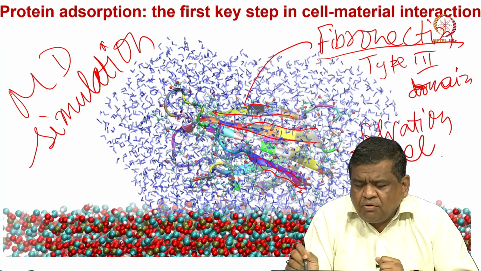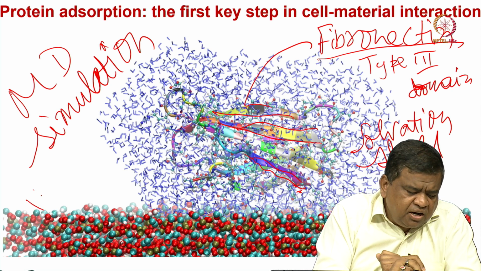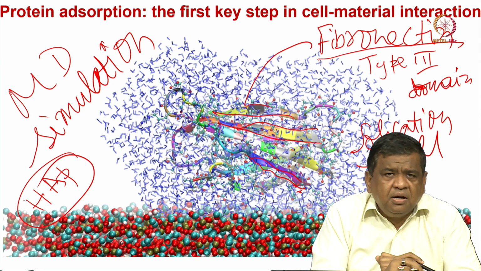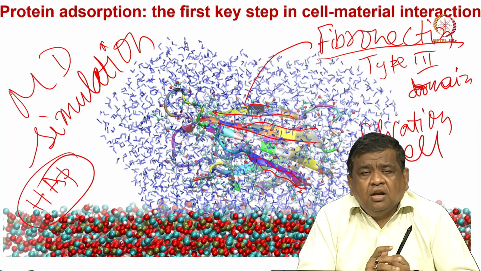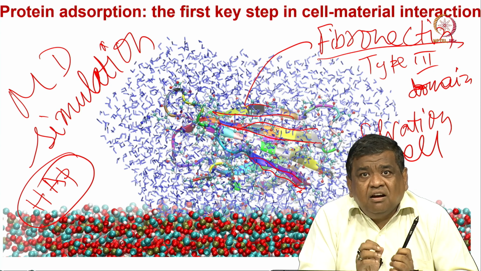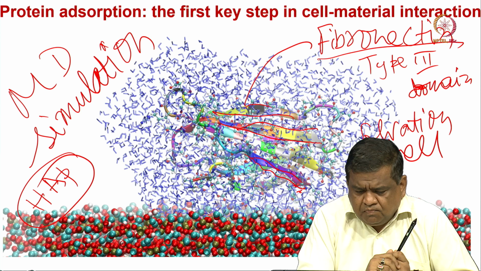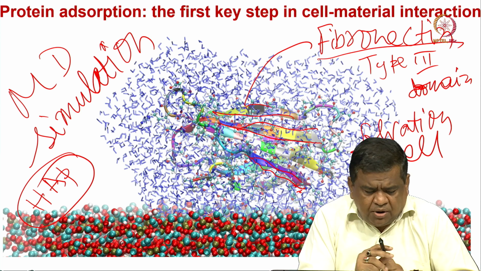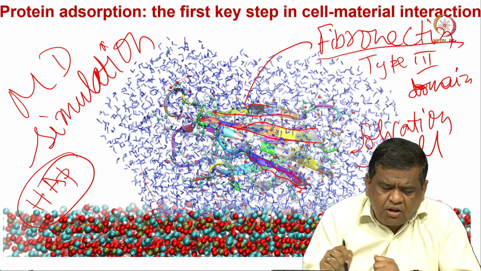So, it is an aqueous solvation cell outside the fibronectin protein, and this is your biomaterial substrate, let us say hydroxyapatite. Why hydroxyapatite? Hydroxyapatite is the inorganic component of human bone or human tissue. So, this is the hydroxyapatite substrate, you have a solvation cell and you have a protein.